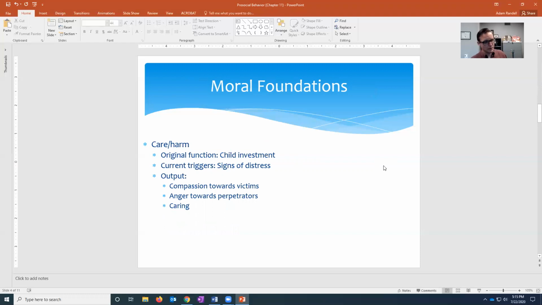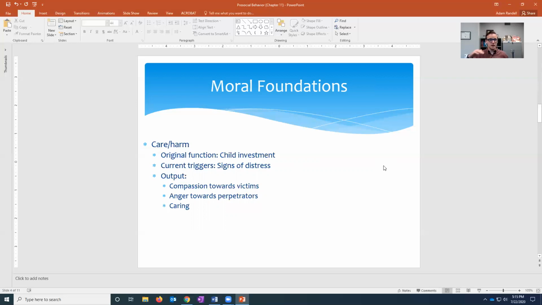Now, Graham and Haidt argue that the original function of this foundation was to motivate people to take care of children, all right? For humans, we have a very long developmental period, all right? This is uncommon for most animals on the planet. But because we had that long developmental period, it's even more important for humans to invest in and protect their children. And so it's thought that this foundation developed around that, and so it becomes immoral for us to harm children.